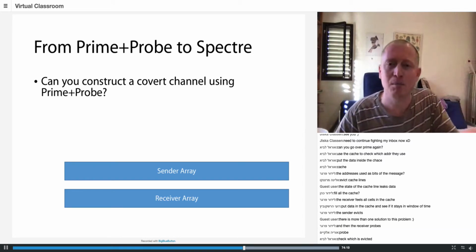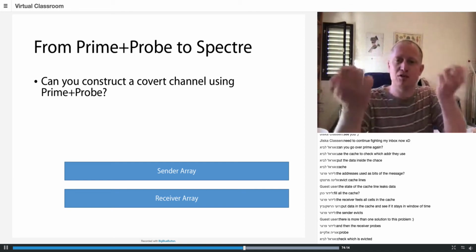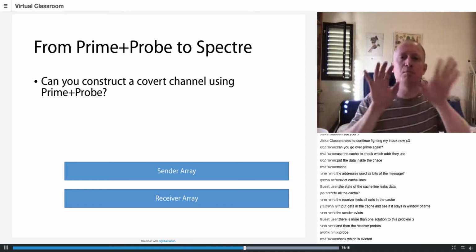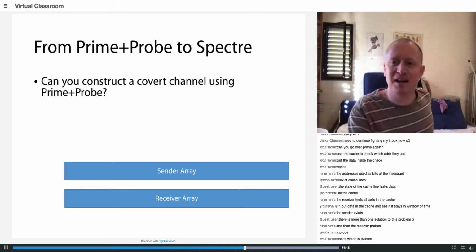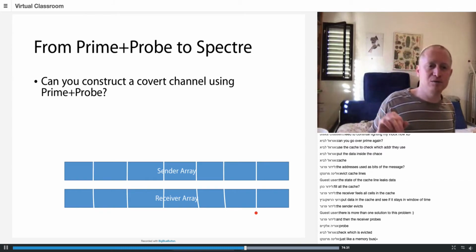Okay, so what I'm going to do now, to send data from the sender to the receiver, I'm going to be using multiple sets in the memory. So I'm going to use, let's say, this is a set, and this is a set, and this is a set, and this is a set, and this is a set, right? It's like a memory bus, indeed.